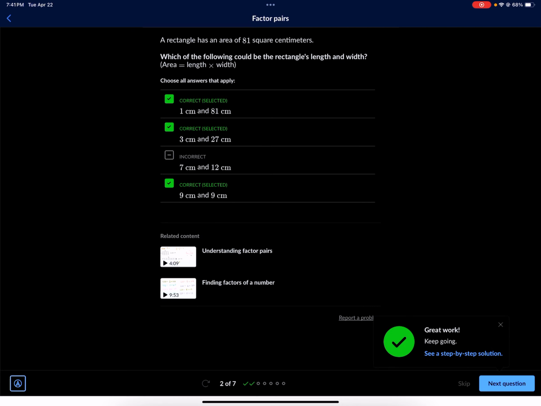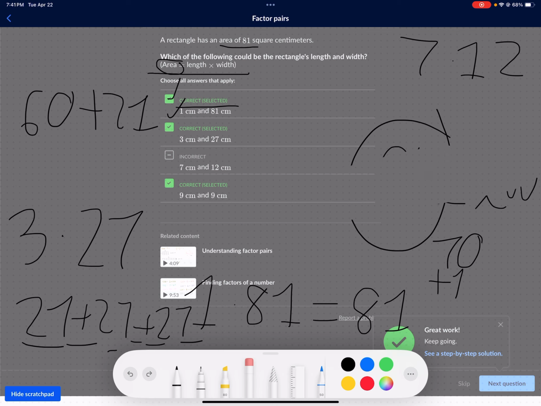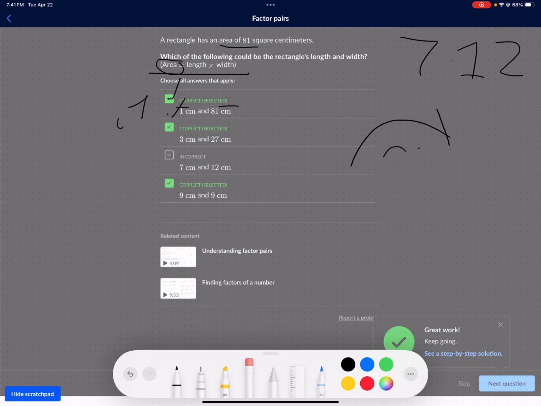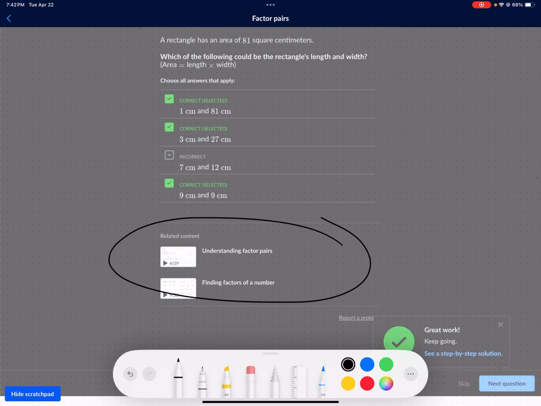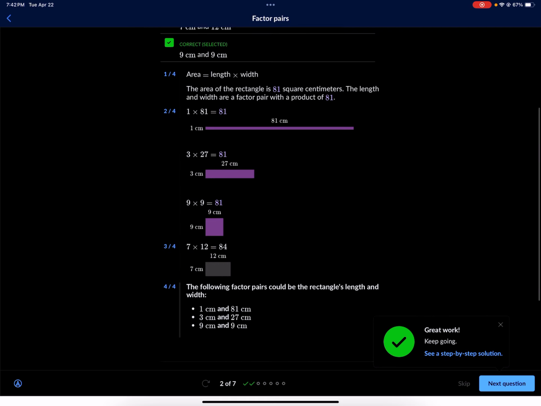Good job if you got that. If you didn't, there's the videos. But if you got it, happy studying. And if you need help, you can always ask me in the comments. We're going to look at a step-by-step situation. And yep, we can use rectangles to find the area.